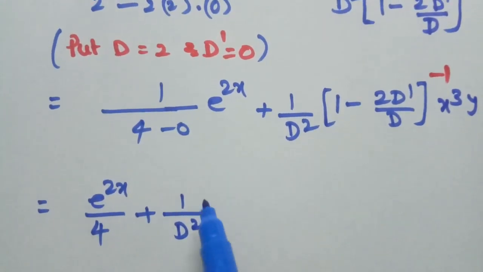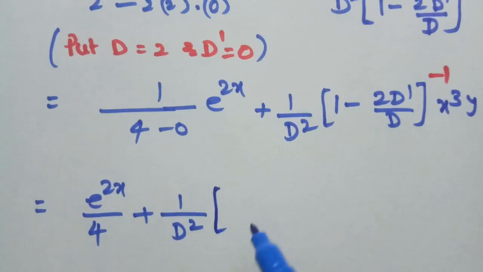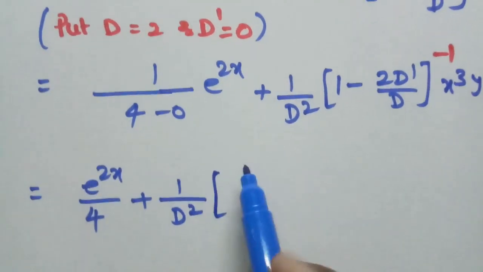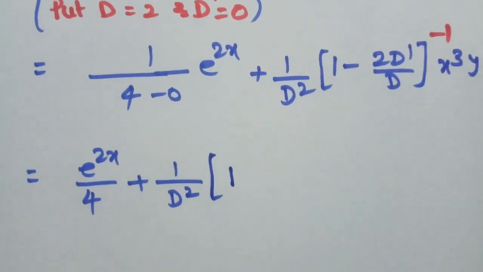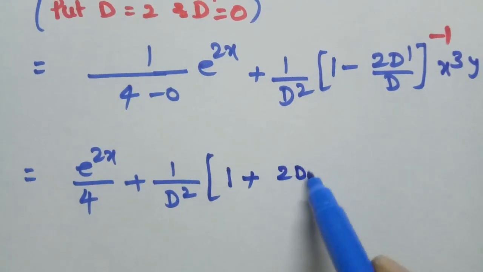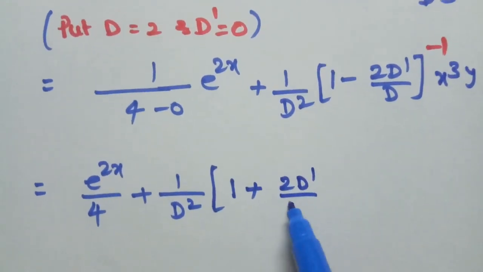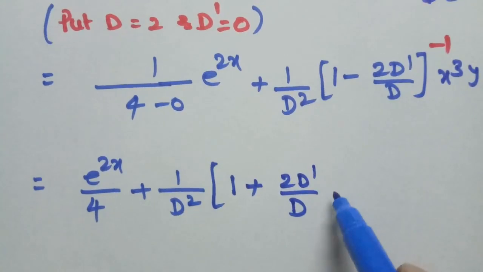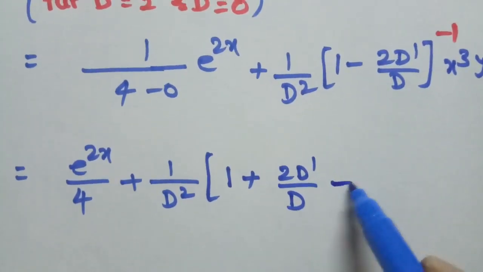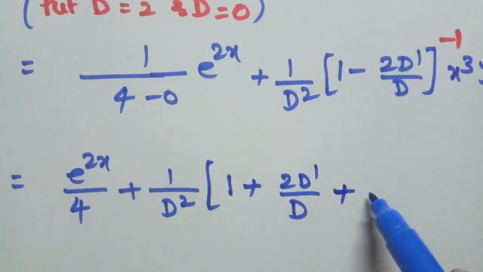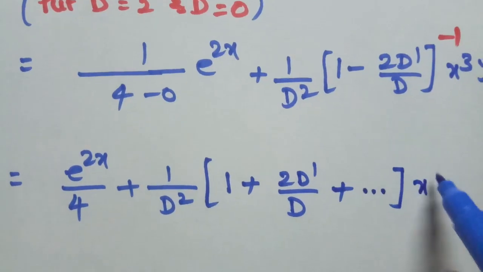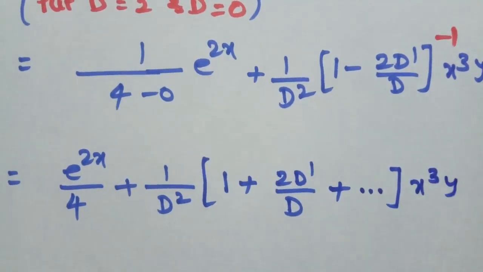using the binomial expansion here, 1 minus x whole to the power of minus 1 expansion I am applying here: 1 plus x, that is 2D dash by D, plus, and so on, into x cube into y.